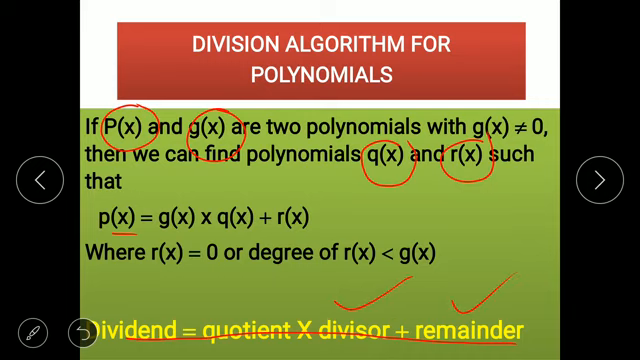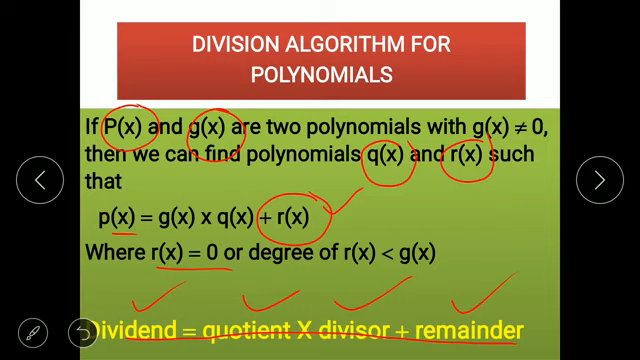The same relation we can write for polynomials, that is, p(x) is equal to g(x) into q(x) plus r(x), where p(x) is the dividend polynomial, g(x) is the polynomial by which we are dividing, that is the divisor polynomial, and q(x) is the quotient polynomial, and r(x) is the remainder polynomial. Just remember the main thing: this remainder polynomial can be 0. We can get the remainder as 0.